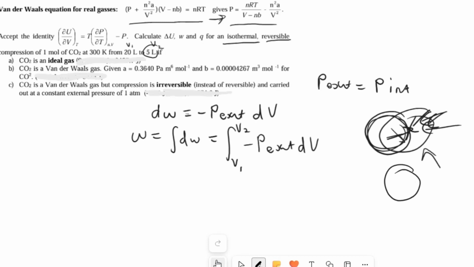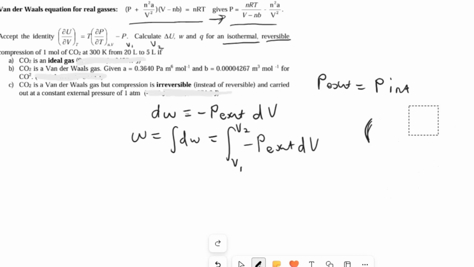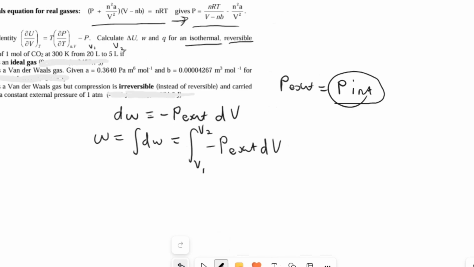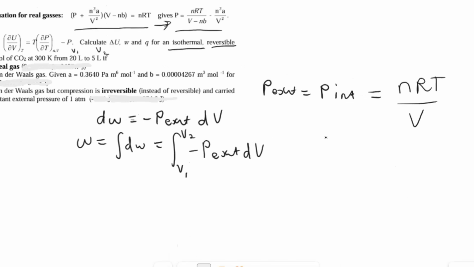How does that help us? We know now that the external pressure can be replaced with the pressure inside the container. But this pressure inside depends on the number of moles in that container, and that is just nRT over V. We use the fact that for ideal gases, PV is the same as nRT.